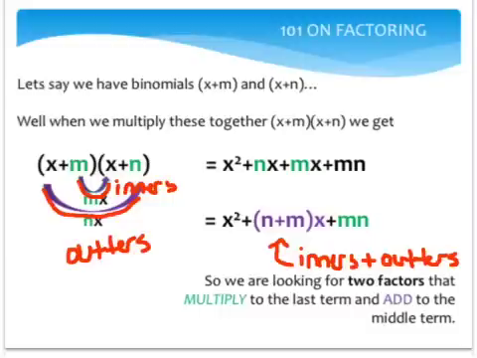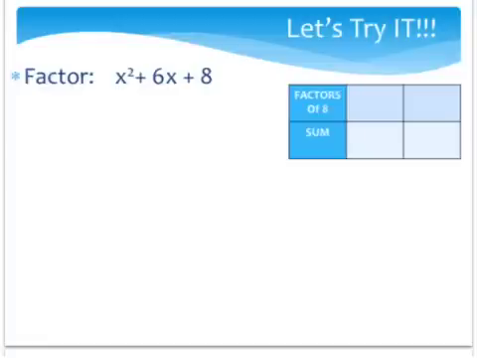I also want you to notice something about the last term. The last term is always the last two multiplied together, and see how the sum of the inners and outers compares to the product of the last term. So we're looking for factors of the last number that will add or subtract, depending on the problem, to give me the middle term. Alright, let's give this a try.